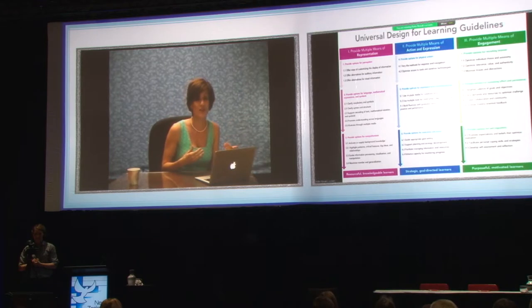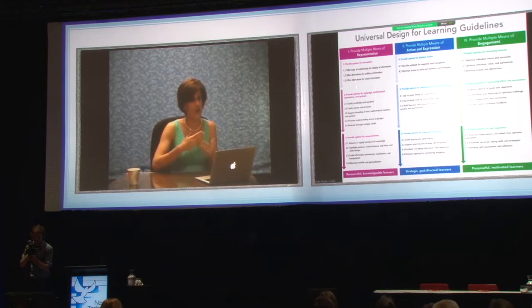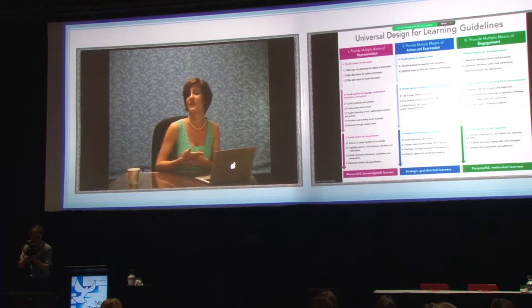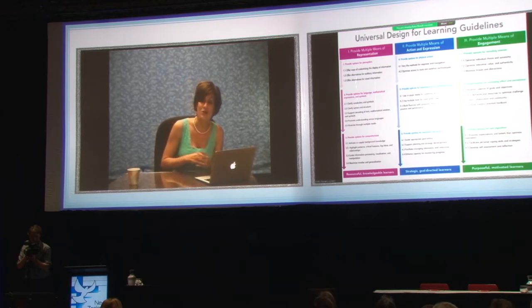If you look at the first one, we need to provide options for perception. And then underneath it, those are the checkpoints. Those are specific things that you can do in order to provide different options for perception. So again, I can customize the display of information by having a PowerPoint, which then you can access afterwards. So you could make the font bigger if you wanted to. You could, you know, slow it down. You could change the colors if the contrast wasn't right.